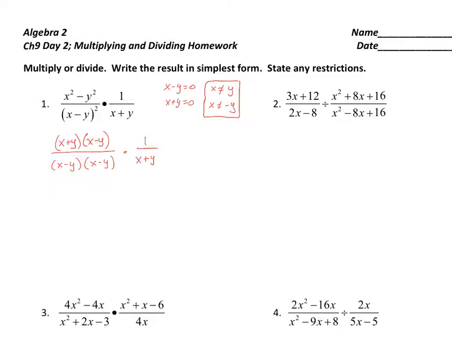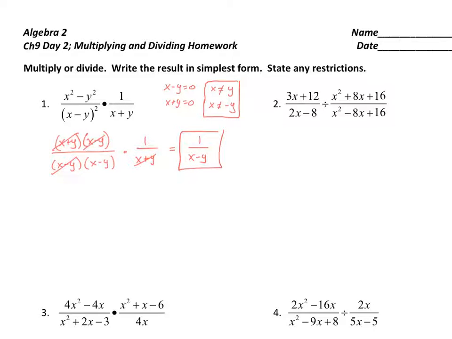Now I'm ready to simplify, again, vertically or diagonally, so the x minus y can cancel with the x minus y, the x plus y can cancel with the x plus y, and my final simplified form would be 1 over x minus y.